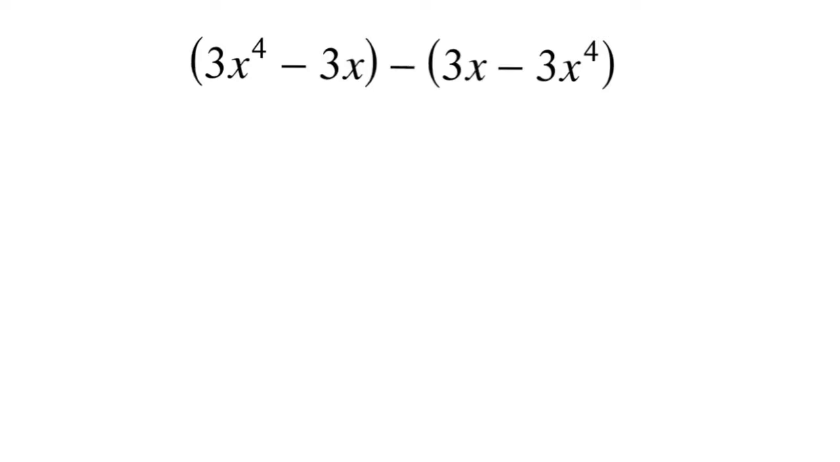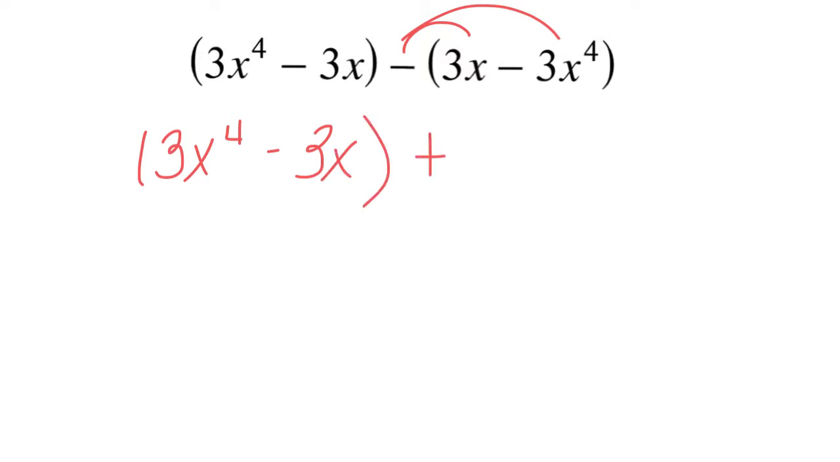Okay, I'm going to distribute this one. If that's not what you prefer, you are not required to do that. Figure out what works for you. I have 3x to the fourth minus 3x. I'm going to change my sign to a plus. A negative times a positive is a negative. And then a negative times a negative is a positive.